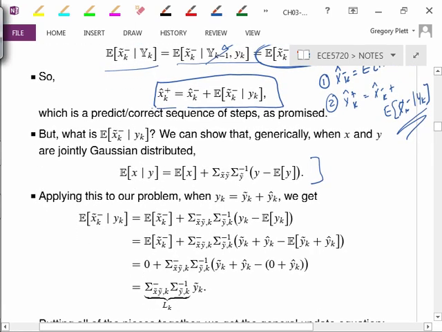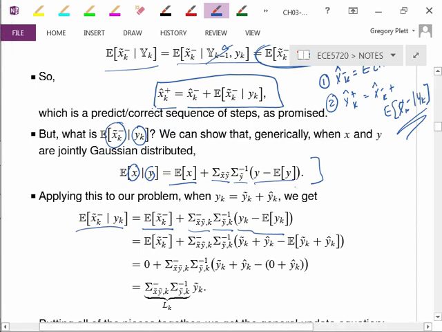And applying it to our problem, we replace the generic x with x tilde minus and the generic y with y to get what we want to find. The expected value of x tilde k minus given yk is equal to the expected value of x tilde k minus plus this cross covariance between these two things, which we use a minus sign because we're talking about x minus, and then the inverse autocovariance, and then y minus the expected value of y right there.